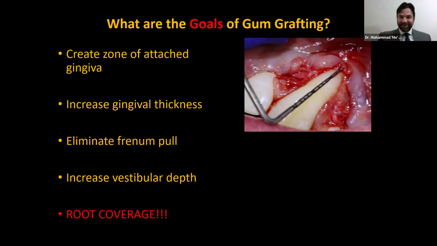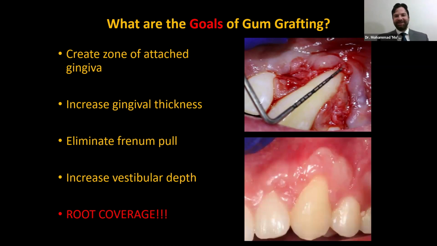So what they want is for us to be able to go from this situation with severe recession to boom, this situation. Almost complete root coverage. Look at the keratinized tissue, the attached gingiva. This is what will protect the tooth in the long term. This will compensate for the missing buccal bone perfectly. This is what you want.